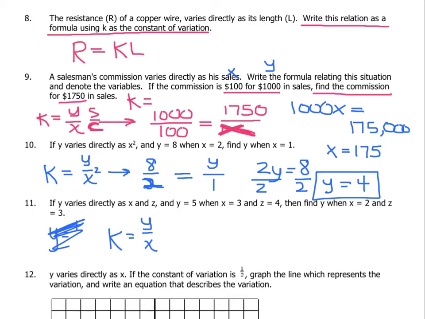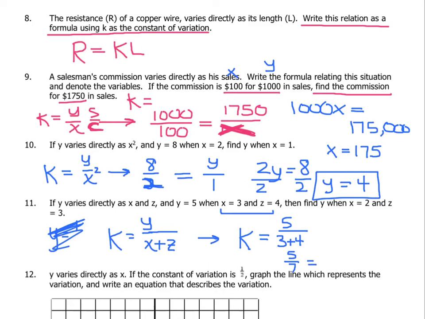And it says y varies directly as x and z. And is addition. So now we're going to go ahead and fill that in. So the constant, we have 5 on top. When x and z, 3 and 4. So that gives you 5 over 7.